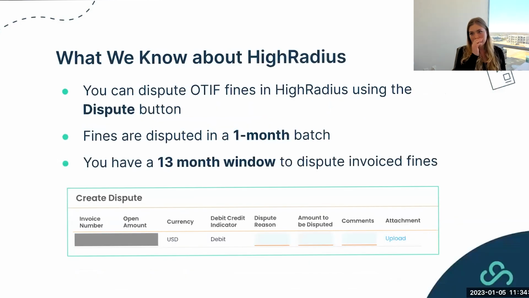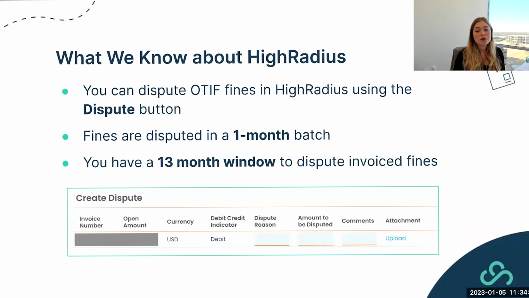Okay, so what do we know about HighRadius? You can dispute OTIF fines on HighRadius using the dispute button, which we'll show here in a second. Fines are disputed in a 1-month batch. So just like you're receiving OTIF fines in a 1-month batch, you're going to be disputing in a 1-month batch.